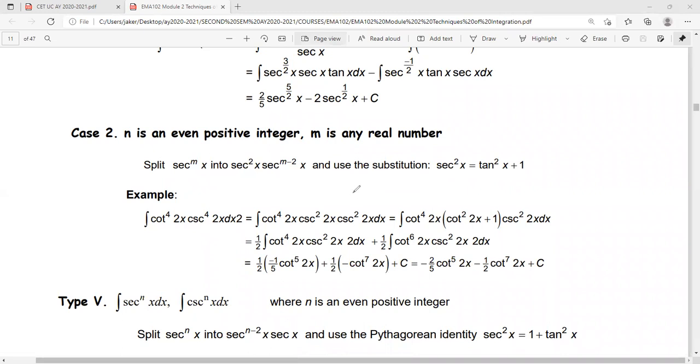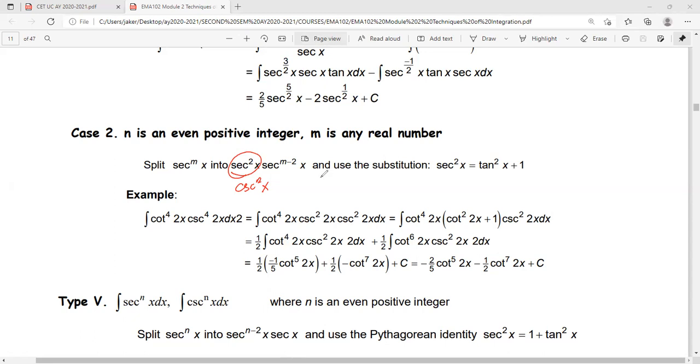From the secant and the cosecant, which is raised to an even positive exponent, you don't subtract one only. You don't set aside only a secant or a cosecant. You set aside a secant squared or a cosecant squared. You subtract 2 from the exponent of the original secant function. So we're used to subtracting only 1, right? From all the techniques, whether we're talking about type 1, type 2, and type 3. In here, we subtract 2. We do the same if we're dealing with the cosecant.